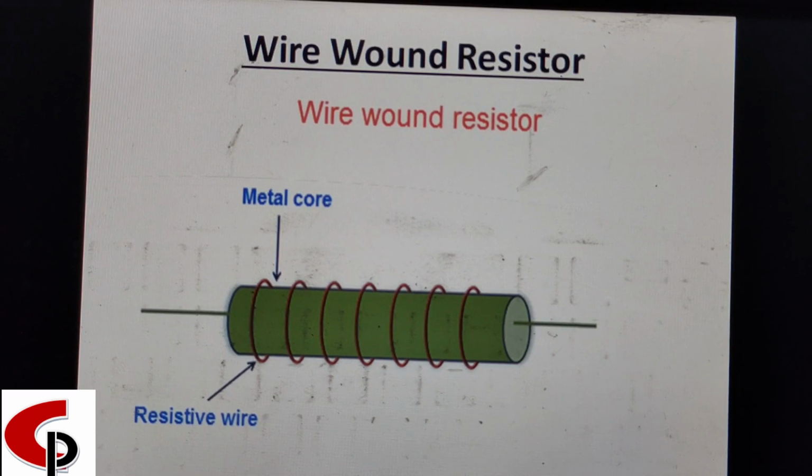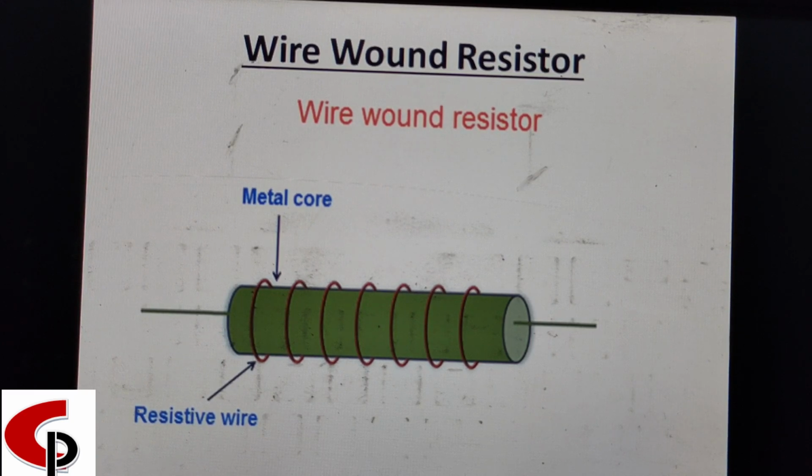The resistance of the wire wound resistor depends on three factors: resistivity of the metal wire, length of the metal wire, and cross-sectional area of the metal wire. The resistance of the wire wound resistor is directly proportional to the resistivity of the metal wire. A metal wire with high resistivity resists a large amount of electric current. Therefore, the wire wound resistor provides high resistance to the electric current.